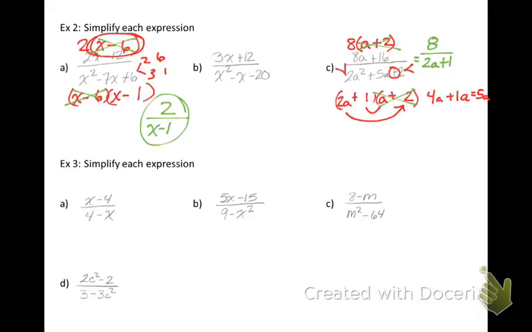I would like you to try B on your own. B on your own. All right, so I broke it up for you, and then when it's reduced, it's 3 over x minus 5.